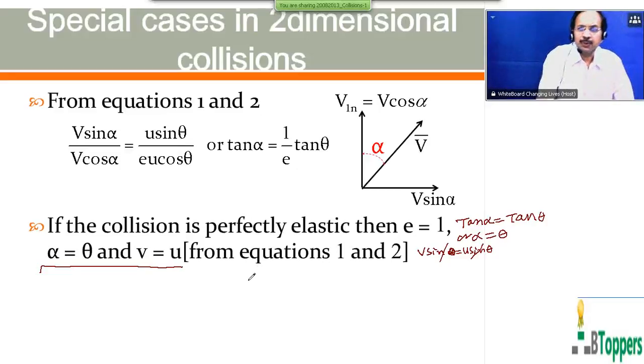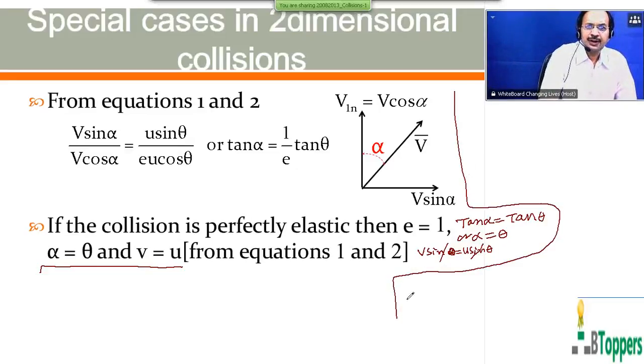That means if the collision of the ball with the smooth and fixed plane is perfectly elastic, the ball rebounds with the same speed with which it strikes the smooth plane, and also at the same angle theta with the normal to the plane. There is one more conclusion I wanted to discuss which I have not mentioned in my previous class.